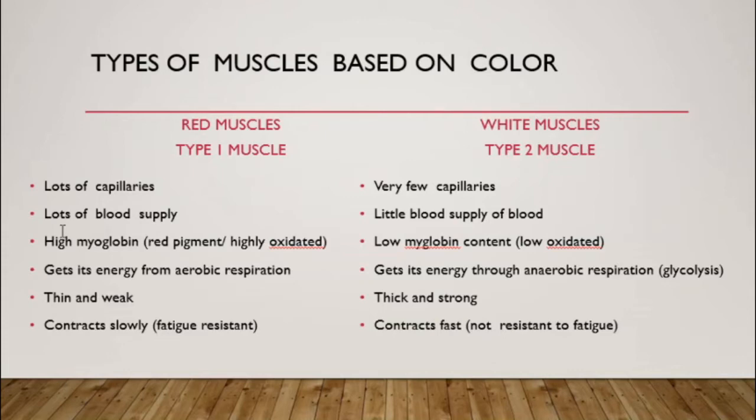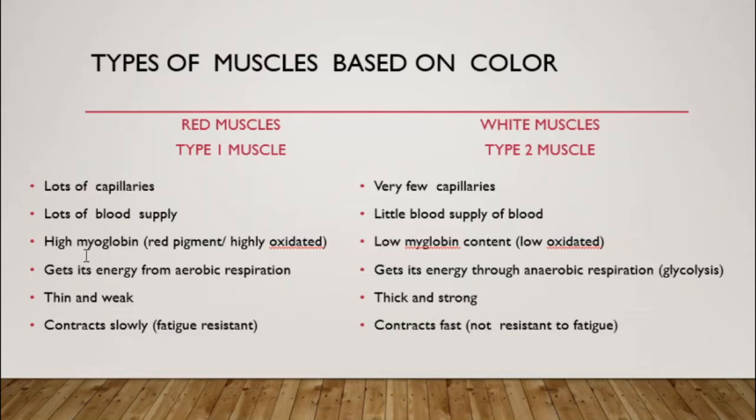Red muscles have lots of blood supply, high amounts of myoglobin or red pigment, so they are highly oxidative. So it gets its energy from aerobic respiration, and they are very thin and weak. So the action of contraction is moderate to slow. Since the contraction is very slow, it is fatigue resistant.